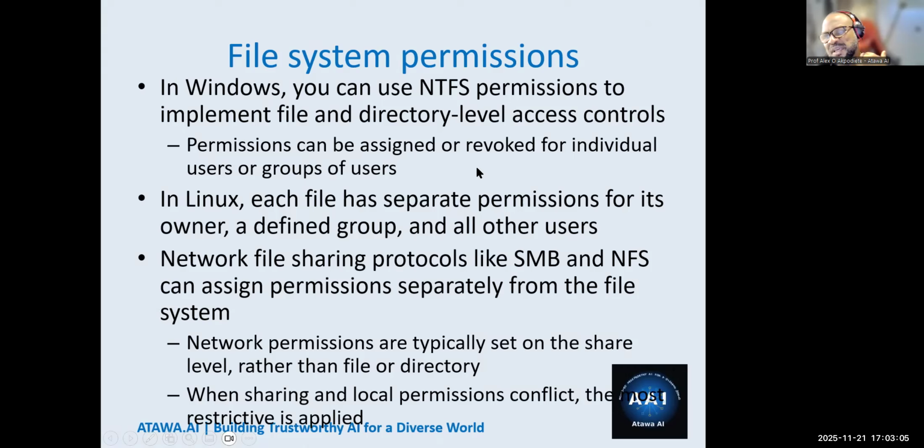Sometimes people use operating system features like file permissions or encryption. In the case of Windows, you have NTFS; you have Linux. Or Server Message Block: how do we give permissions to access the data? You hear that network permissions are typically set at the share level rather than at the file or directory level. But when share and local permissions conflict, the more restrictive one applies.